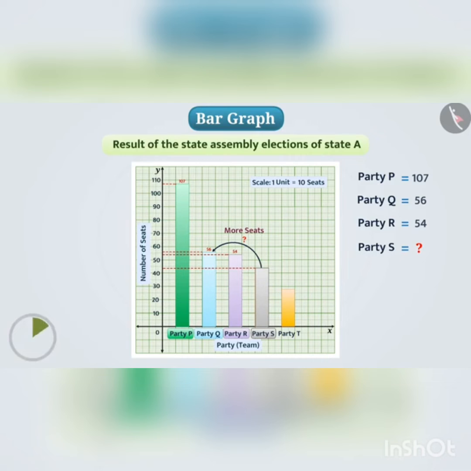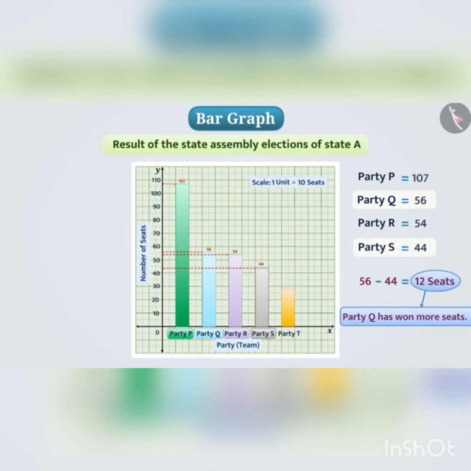Think. Absolutely right. We see that party Q has won 56 seats, while party S has won 44 seats. Therefore, party Q has won 56 minus 44 is equal to 12 seats more than party S.